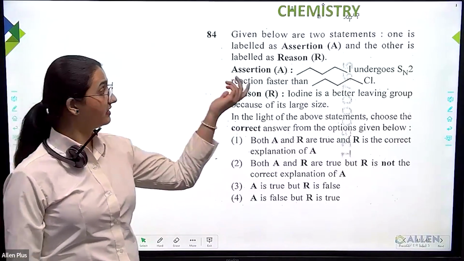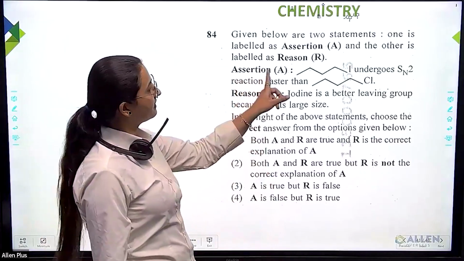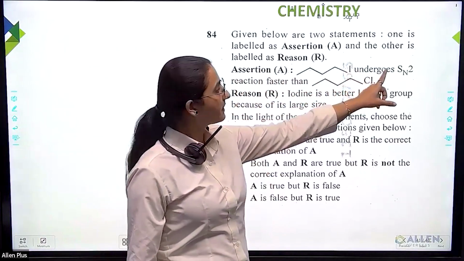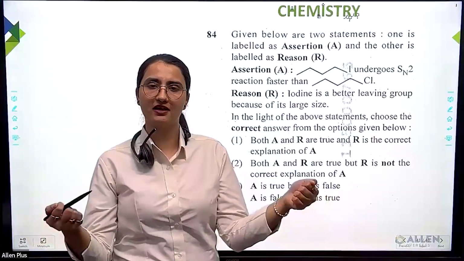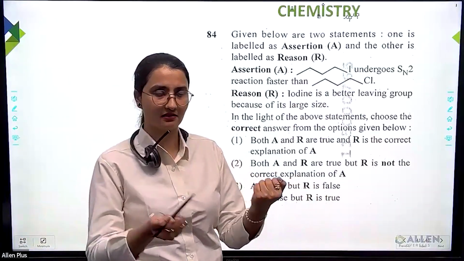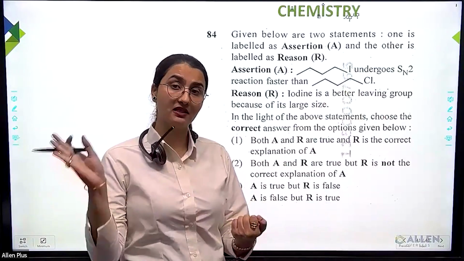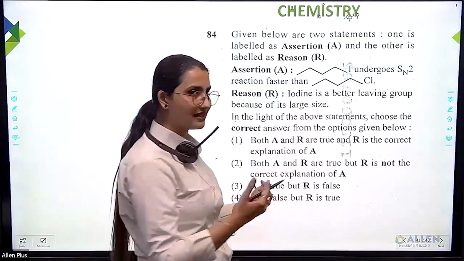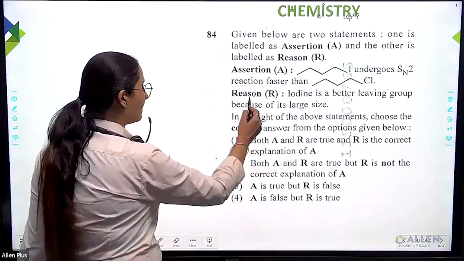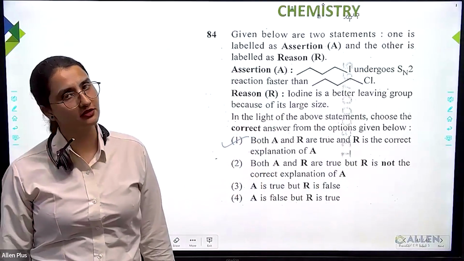Next, this is from haloalkanes, haloarenes. Easy question. The assertion says when I is present, it undergoes SN2 faster. Of course, because of the bond length factor. C-I is long, so it breaks easily as compared to C-Cl. Breaks easily means better leaving group. So see, the reason also says it's a better leaving group because of size. Yes. So both are correct and the reason is the correct explanation of the assertion.